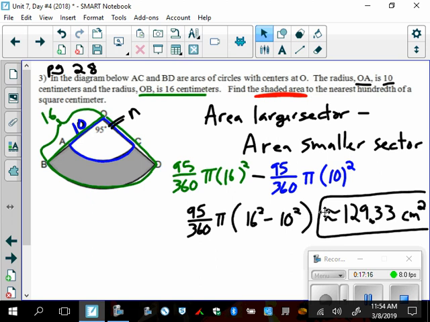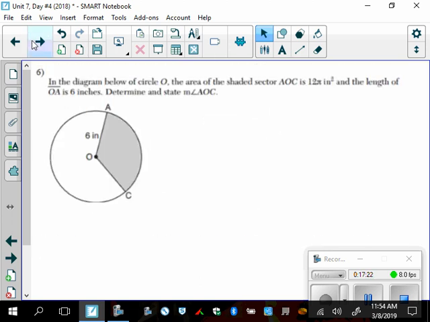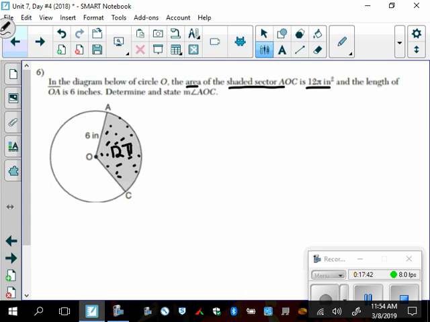The last problem that I'd like to go over with you today is on page 30. And this came off of a Regents exam. I don't know if you can tell with the font, etc. Okay, but this is different because they're going to make us go backwards. The area of the shaded sector is 12 pi inches squared. So in here, if I filled that, it's 12 pi inches squared. Okay, they tell me the length of OA or AO is 6. That's my radius. And they want my central angle AOC.